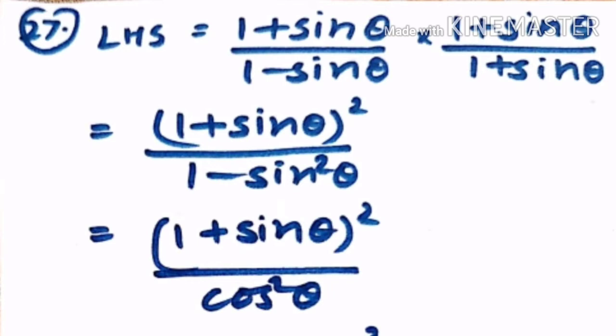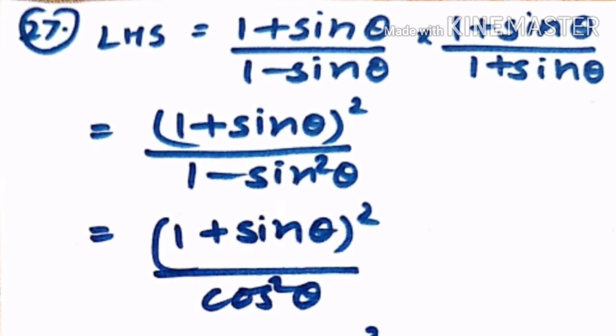Now after multiplying by 1 plus sin theta upon 1 plus sin theta, in the numerator we have the square, (1 plus sin theta) whole square, and the denominator, as I told you, becomes a square minus b square type. So 1 square minus sin square theta. The numerator is the same, (1 plus sin theta) whole square, but the denominator is 1 minus sin square theta, and from the relation sin square plus cos square is 1, 1 minus sin square theta is cos square theta, as we all know.